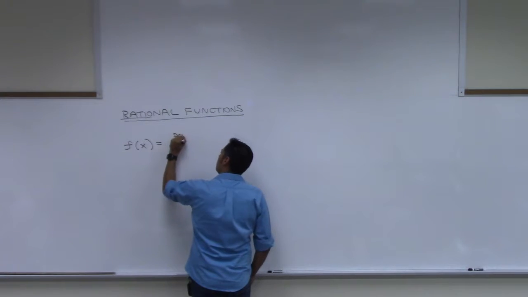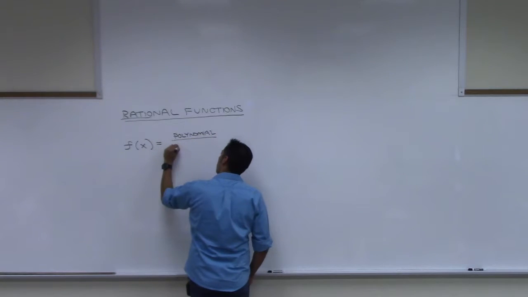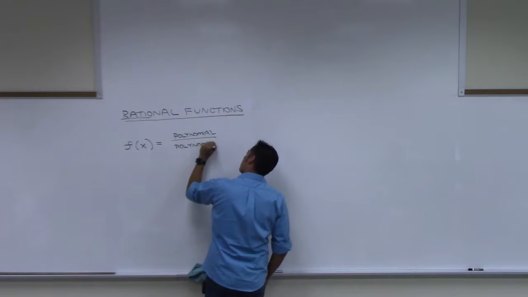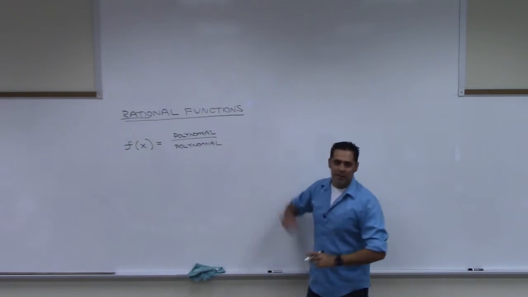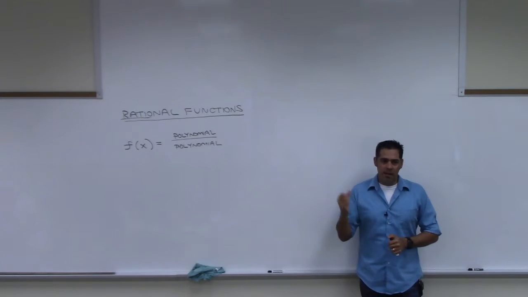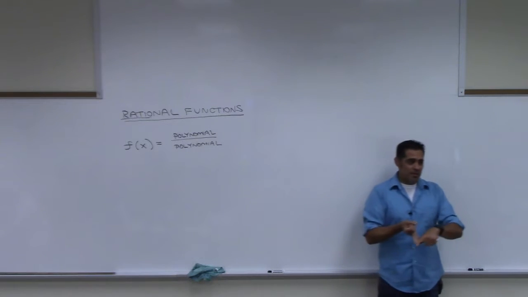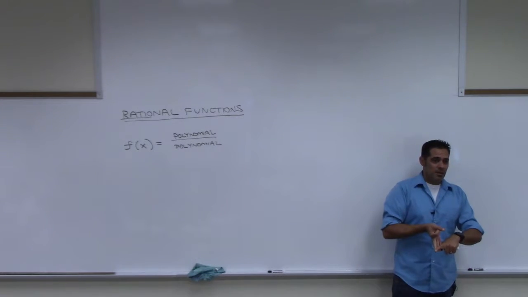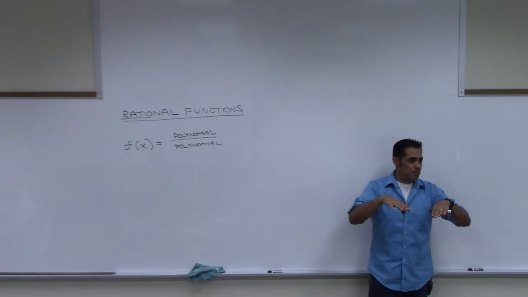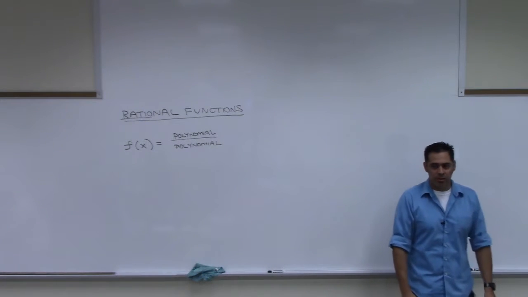It's a polynomial divided by another polynomial. Now we've studied polynomials, haven't we? We just did polynomials, didn't we? And we said that parabolas are polynomials, aren't they? And we also said that lines are polynomials. So basically, take any function that we've ever studied in our lives, up to this point, and just make a fraction out of them, and you will create what's called a rational function.